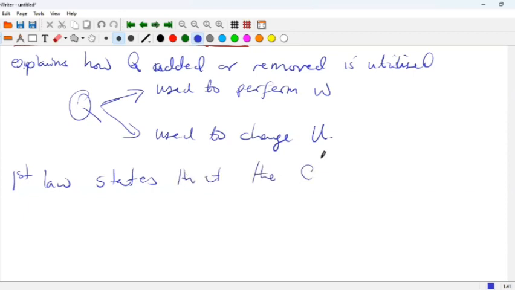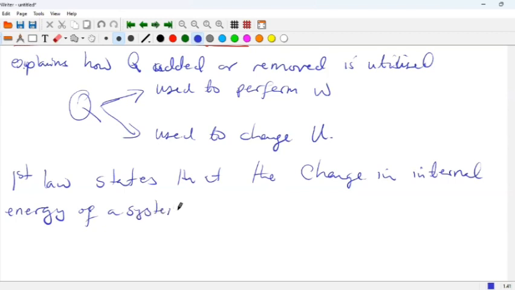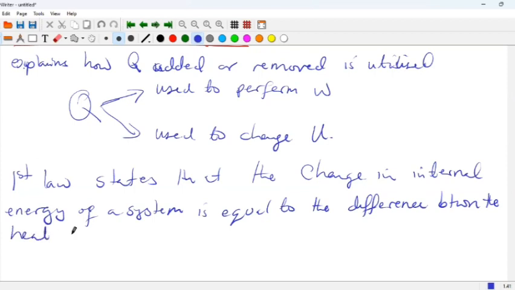the change in internal energy of the system is equal to the difference between the heat taken by the system and the work done on the system. Is equal to the difference between the heat taken in by the system and the work done on the system.